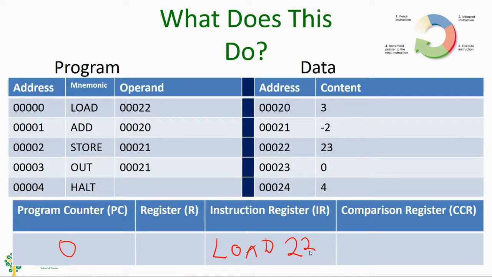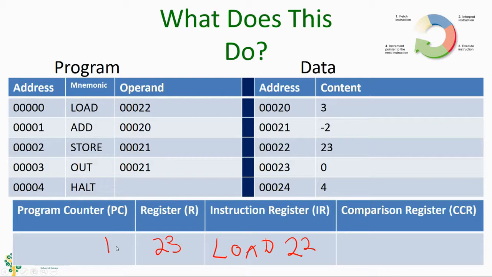What does that mean? Well, let's interpret it. Load 22 says take the value that's in location 22, address 22, and store that value into the register R. Well, we can see that address 22 has a 23 in it. So let's put that 23 into the register. That's our execute. So we fetched the instruction, we figured out what to do, we did it, and now we're ready to increment to the next pointer. So the next pointer is address 1.